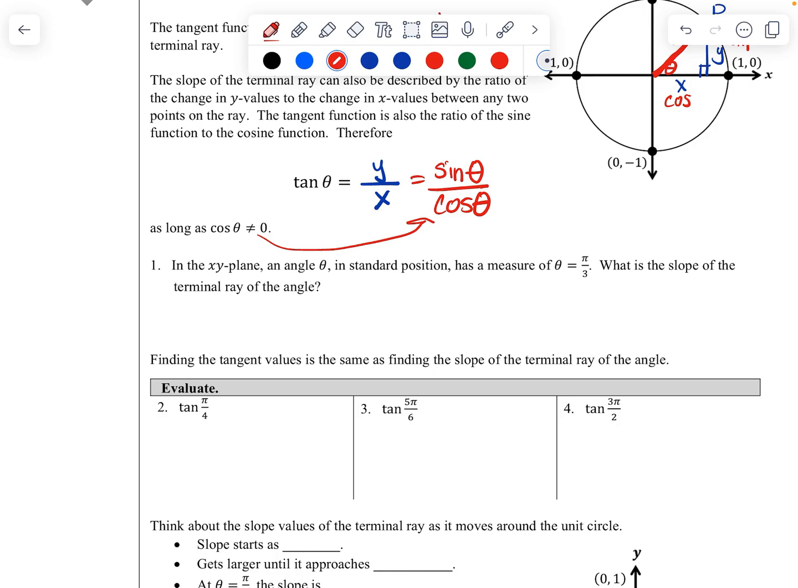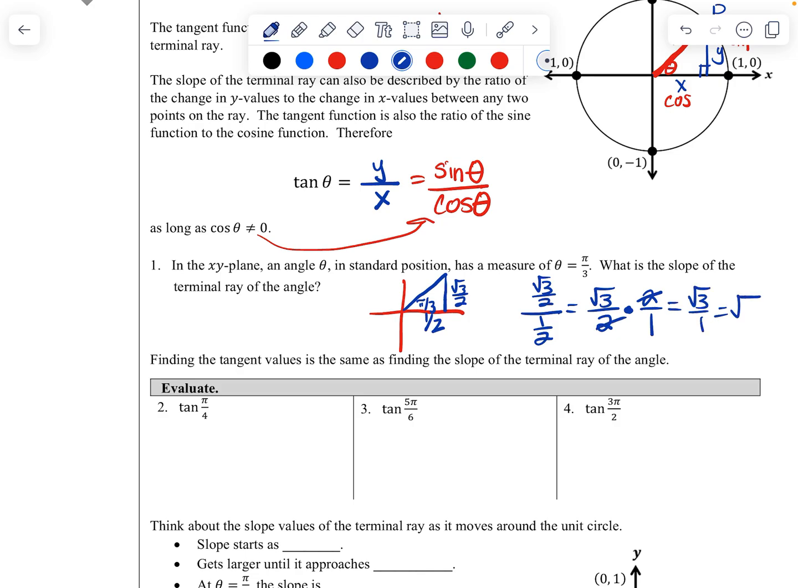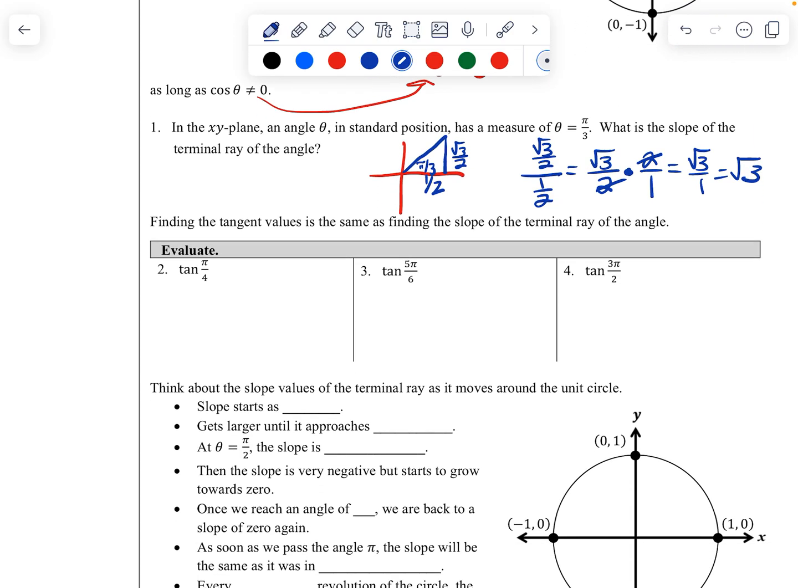In the xy plane, an angle in standard position has the measure of pi over 3. What is the slope of the terminal ray? So this is pi over 3, which would be root 3 over 2 and 1/2. So y over x, root 3 over 2 divided by 1/2. When we divide fractions, we keep the top, change to multiplication, and flip the bottom. So it would be root 3 over 1, which is root 3. So finding the tangent is the same as the slope of the terminal ray.